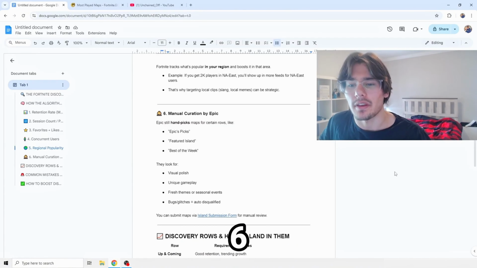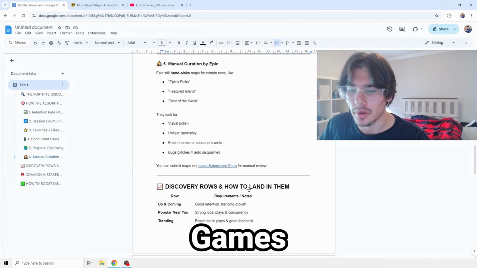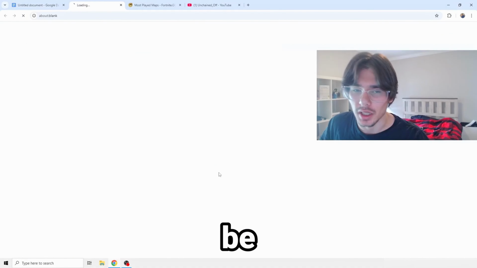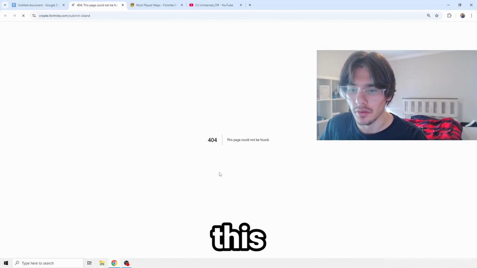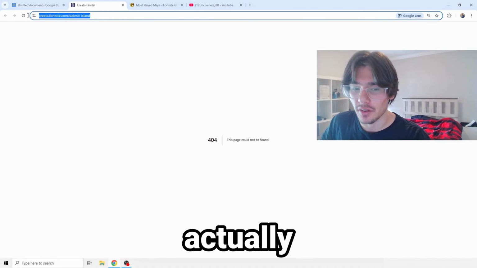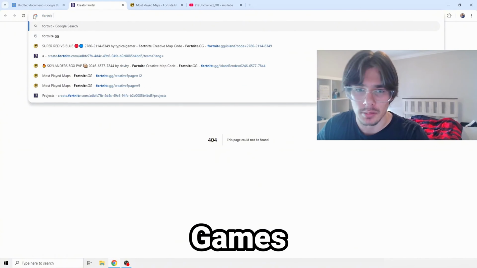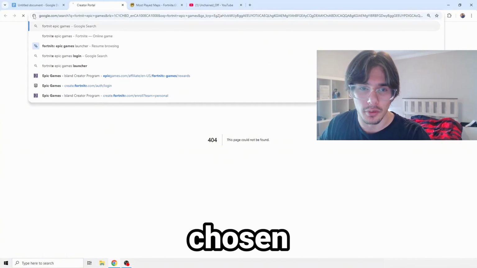Okay, so number 6, manual creation by Epic Games. If you head into this link here, which will be in the description, there's a full article on this, but this is essentially a form where you can submit your Fortnite maps to Epic Games to have them manually reviewed and chosen for the Fortnite discovery.